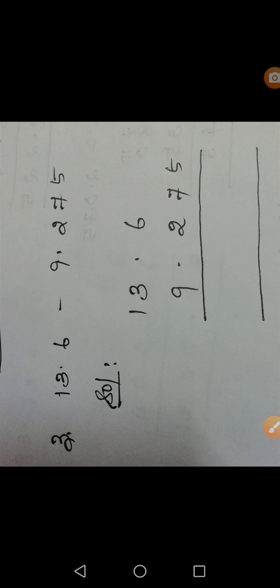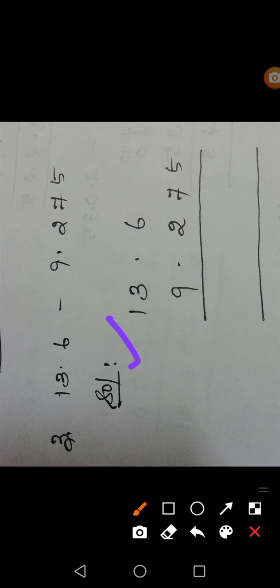One more question: 13.6 minus 9.275. How to subtract? As we know, first we write the first number, 13.6. Then put the decimal point, and after the 9, the remaining numbers 2, 7, 5 we write.